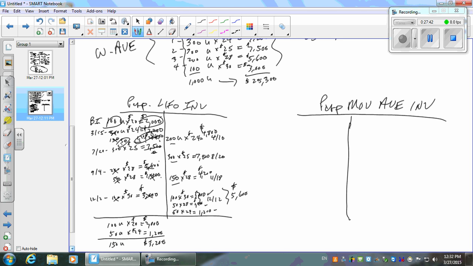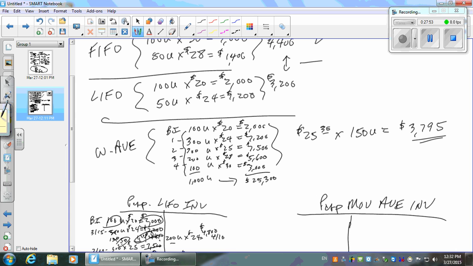Nothing to it, huh? Okay, and if you took your beginning inventory plus all your purchases, right, it's always going to be the same. If I'm doing cost of goods sold, won't it just be this? For any of these methods, beginning inventory is going to be how much? $2,000, right? Purchases is going to be how much?